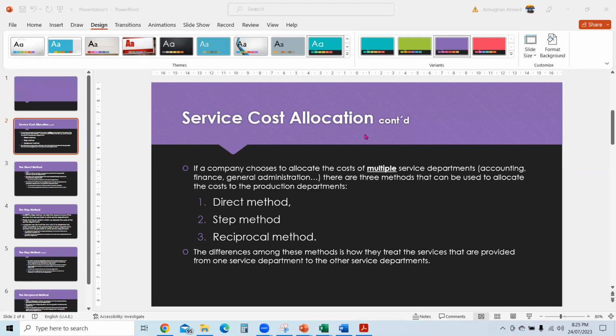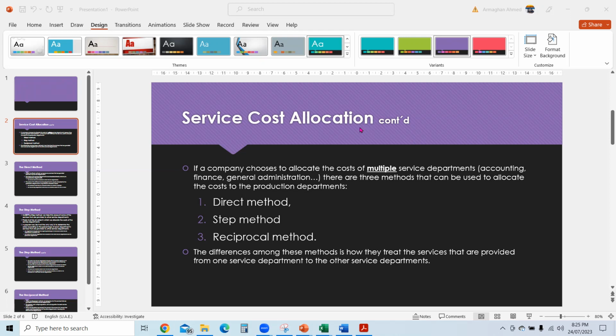Let's say you have a processing department and an assembly department. Those need services. They need machines to be maintained, so there's a maintenance department. And for production, we need material requisitioning to the production department, so we need the stores department. Basically, these service departments have to be closed down and their cost has to be transferred to the production department.